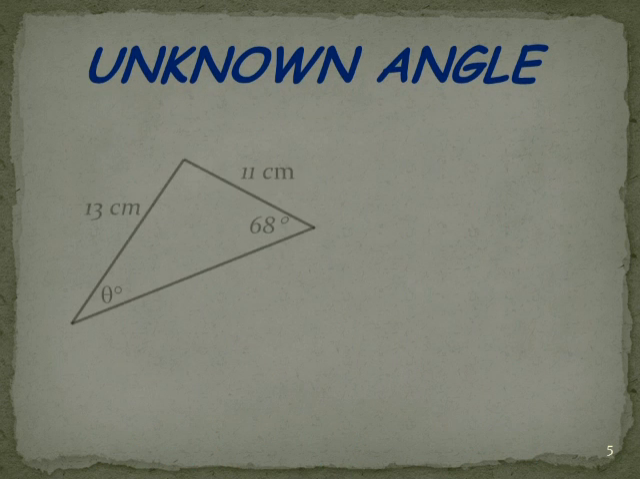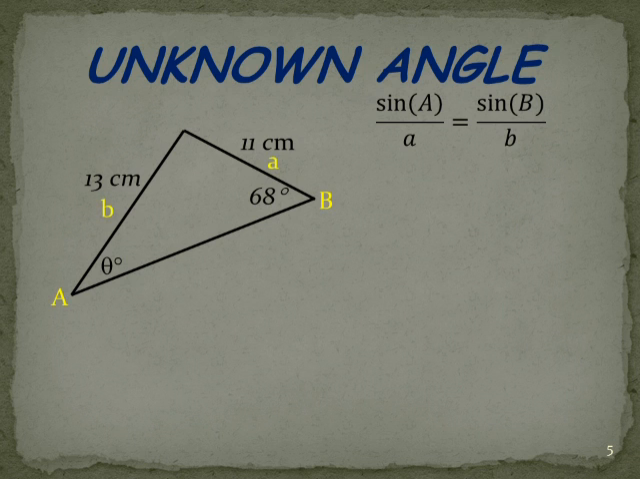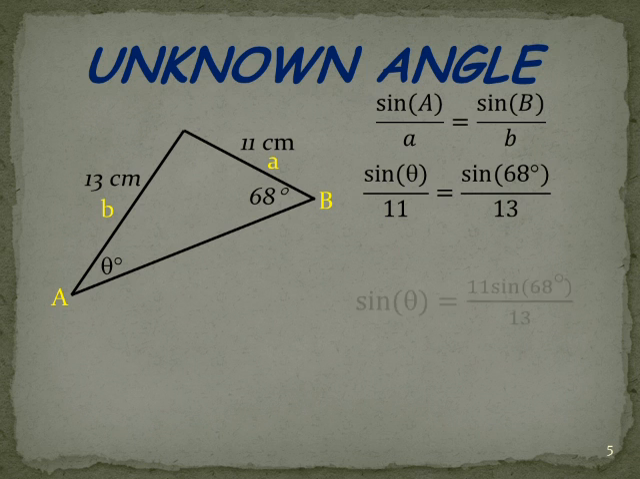Now let's look at how we work an unknown angle. So here's our diagram. So, because we've got an unknown angle, we're using the version of the sine rule which says sine A over A is equal to sine B over B. Step 1, label the diagram so we can use the formula. Substitute in. So we have sine of theta divided by 11 is equal to sine 68 degrees divided by 13.